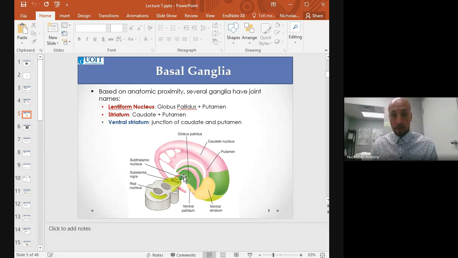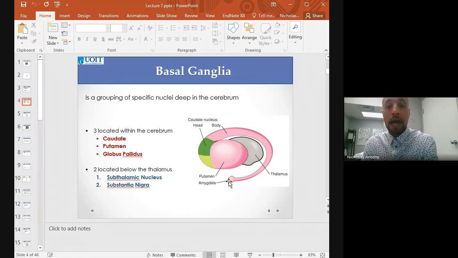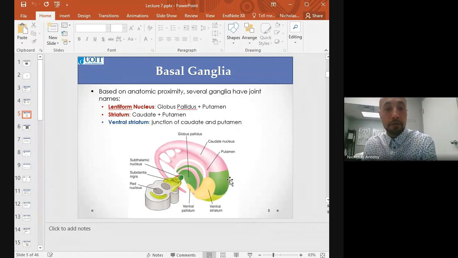It has a head and a body. Yep, head of the caudate, body, I believe that's called the tail. Is the amygdala part of the caudate? Actually, no, that is a different nucleus.